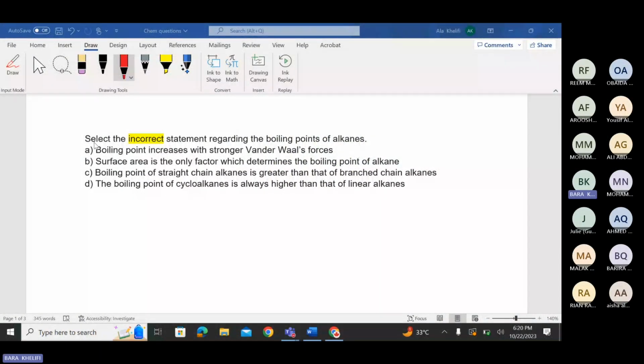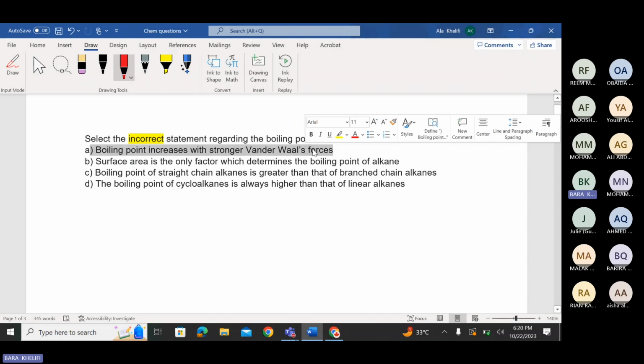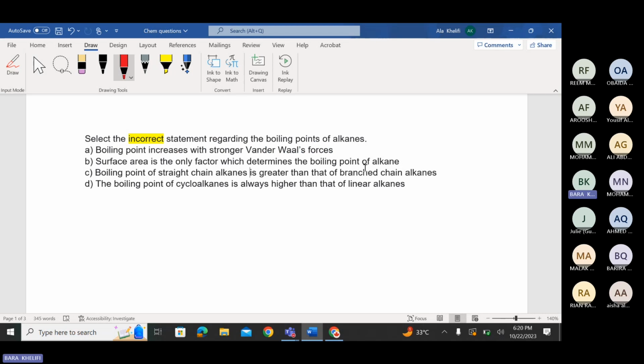All right, so here it says select the incorrect statement regarding the boiling points of alkanes. Now, let's read them over. A: Boiling point increases with stronger van der Waals forces. B: Surface area is the only factor that determines the boiling point of alkane. C: Boiling point of a straight chain alkane is greater than the branched chain. D: The boiling point of cycloalkanes is always higher than the linear alkanes.